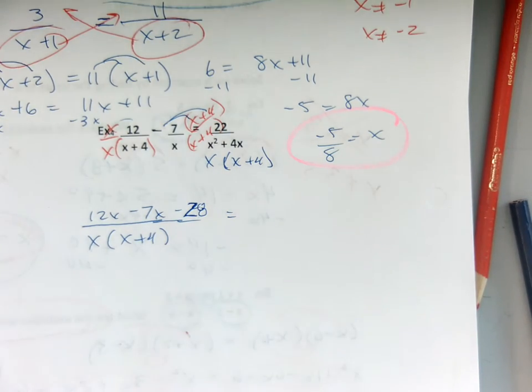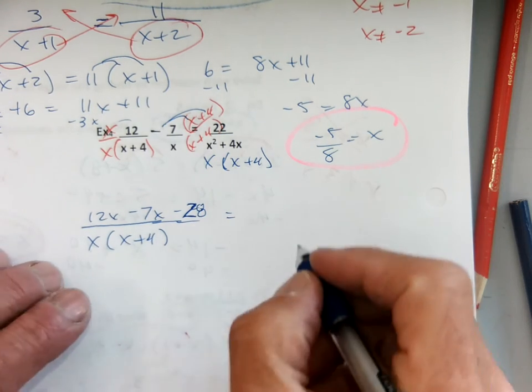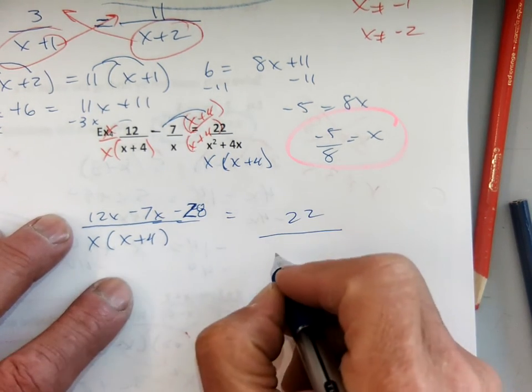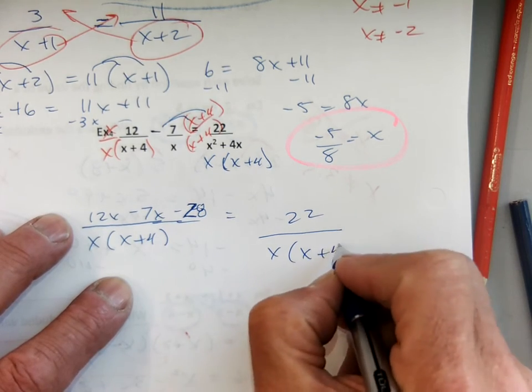Okay, so what I need to do is this. That x times x plus 4 is my common denominator. First fraction needed an x. Second fraction needed an x plus 4. So now these 2 fractions have the x times x plus 4, okay? And then I needed a 12x minus 7x minus 28. Now the fraction on the other side, we're just going to write it the way it is because it already has the common denominator. So it's still going to be the 22 over x times x plus 4. Okay? How am I doing?